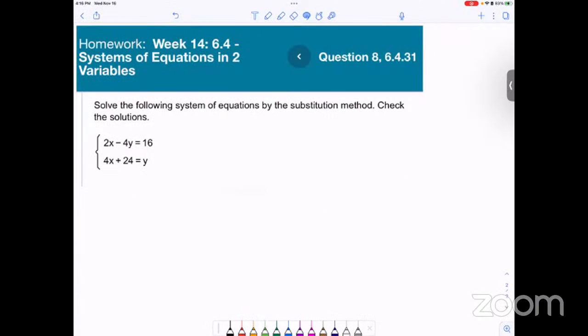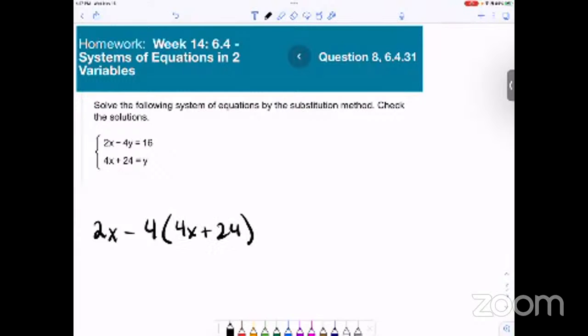So they're asking us to solve using a substitution method. Okay. So fortunately, they already solved for y in equation 2, so we can take that and plug it into equation 1. So then we'll get 2x minus 4, and our y is 4x plus 24 equals 16. So we have one equation, one unknown we can solve. We can distribute this -4.